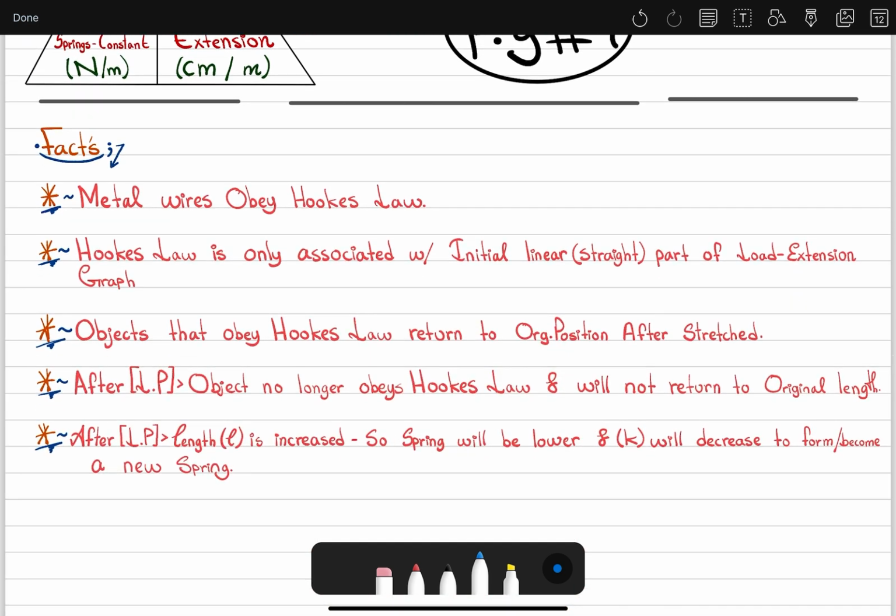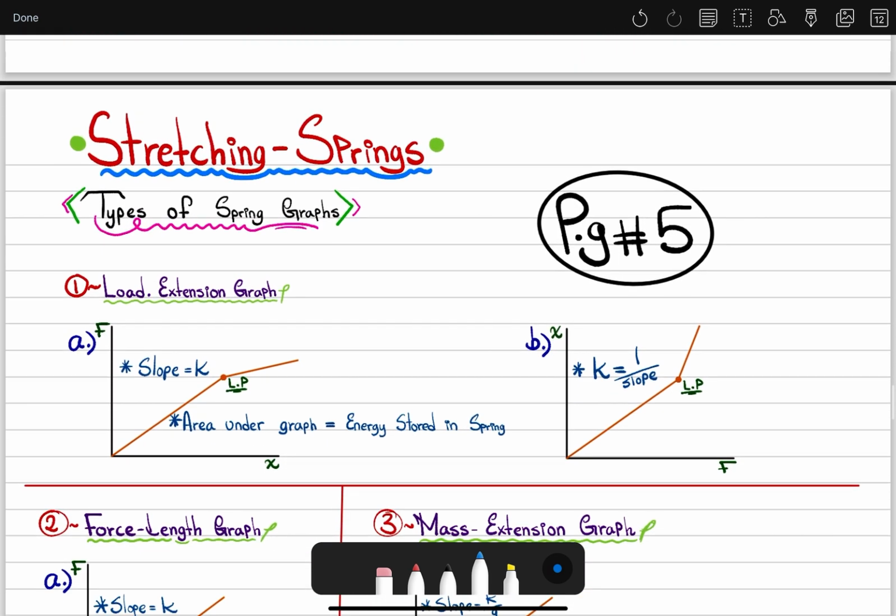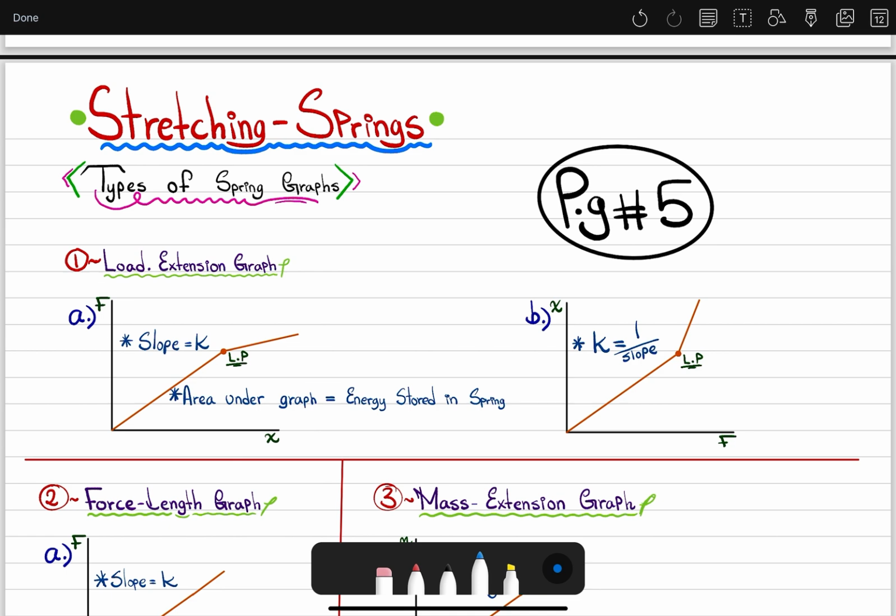Some quick facts: metal wires obey Hooke's law. Hooke's law is only associated with the initial linear straight part of the load extension graph, not the bending part. Objects that obey Hooke's law return to the original position after being stretched because it's directly proportional. After the limit of proportionality has been exceeded, objects will no longer obey Hooke's law and will not return to the original position. After the limit of proportionality, length is increased so much that the spring will be longer and K will decrease to become a new spring. Basically, after the limit of proportionality, it is a completely new spring. It's not the same spring anymore because the limit of proportionality is exceeded. The extension is not directly proportional to the load.